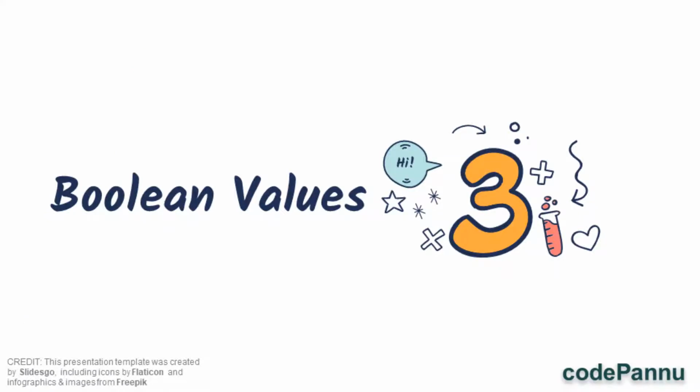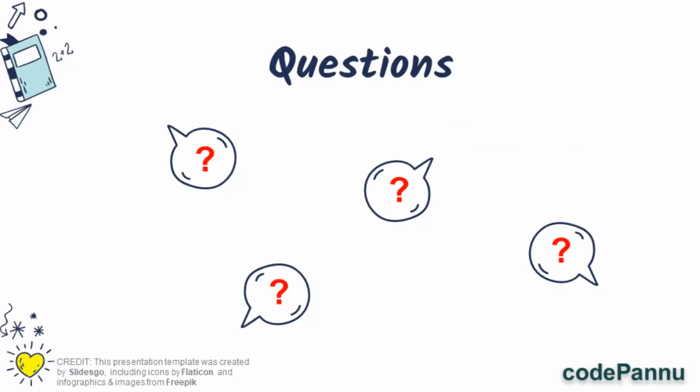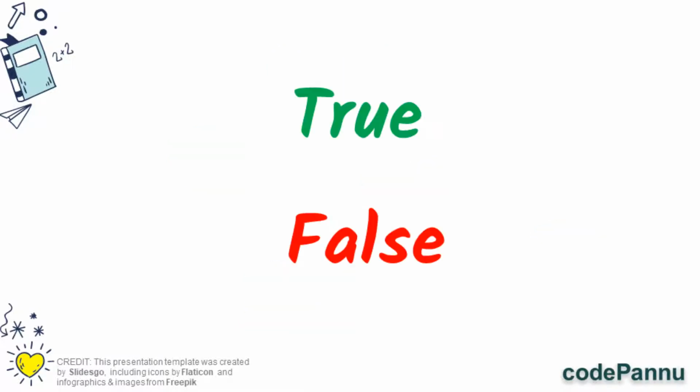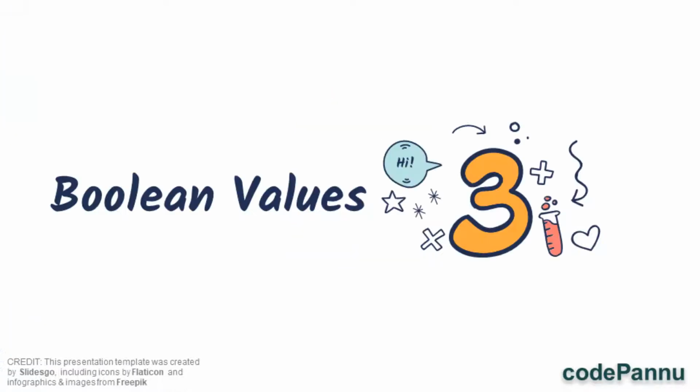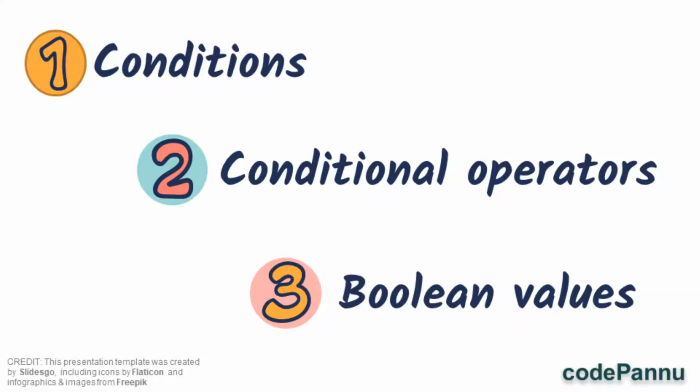Third is Boolean values. Since you asked a question, the programming language will give you an answer. But programming languages do not use the words yes and no, so it will give the answer as true or false. So true and false are called Boolean values. So now we know about conditions, which is like asking a question. We know conditional operators, which are special characters used to check the conditions, and Boolean values, which is the answer we get, which can be either true or false. That's it. Very easy, isn't it?